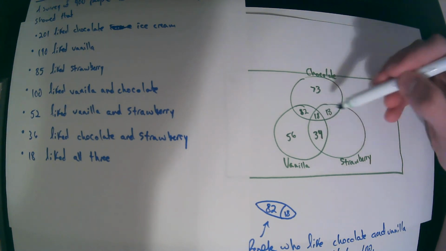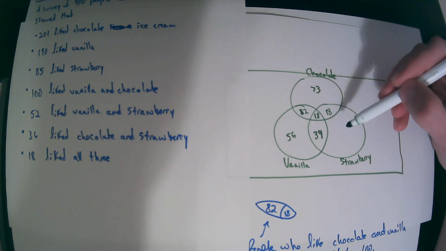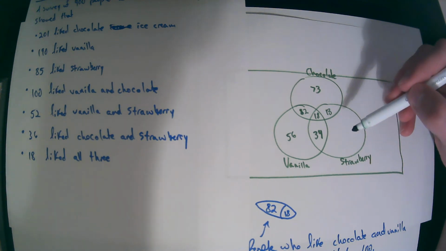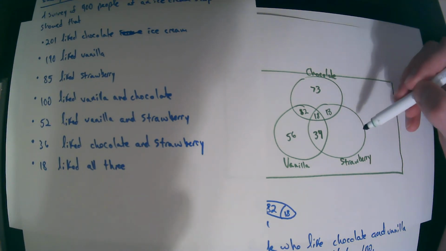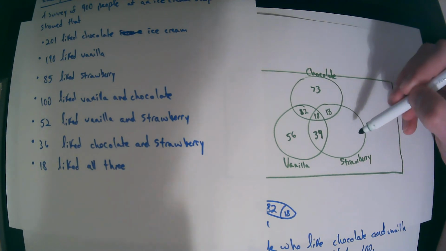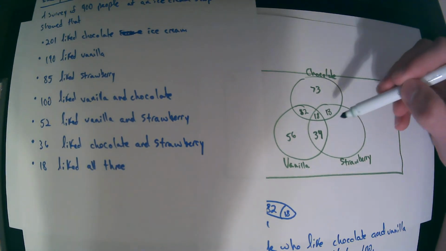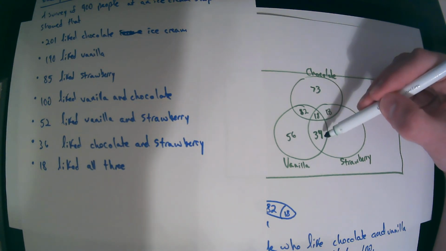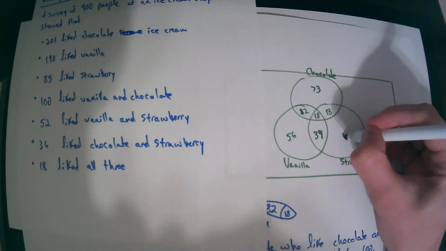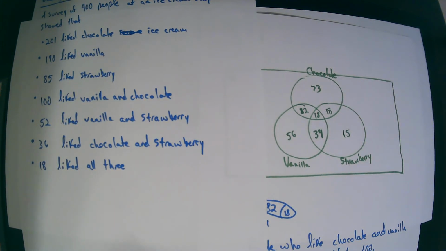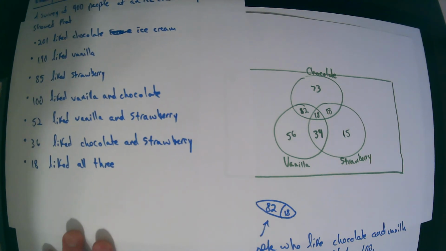Then over here, we've got strawberry, and how many people like strawberry? 85. 85 people like strawberry. So this plus this plus this plus whatever this is, excuse me, must equal 85. So let's see, this is 36 plus that, let's see, that's 40, 70, so there must be 15 people who only like strawberry. There we go. Almost completely done.